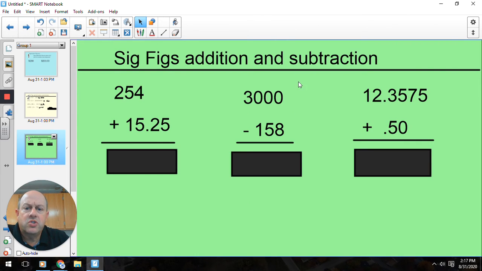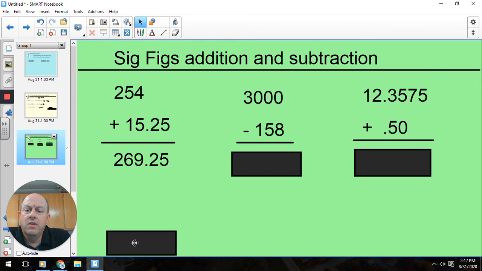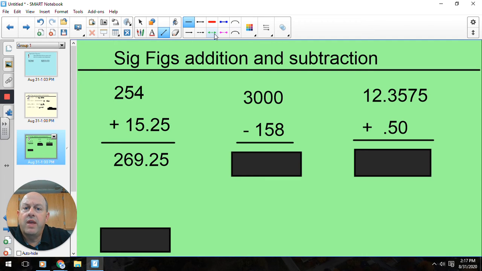If we switch to addition and subtraction, the rules are a little bit different. It doesn't matter how many sig figs are in the numbers. It matters more on place holding. So again, we have to do the math right. 254 plus 15.25. Punching that through, we get 269.25. And then our place holding is going to be rounded based on where that was at.